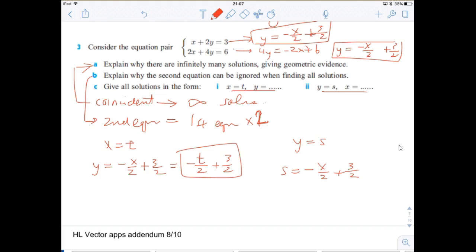So I would multiply 2 times both sides. I would get negative x plus 3. I'd put x over here, negative 2s plus 3 over here. So my equation for x would be negative 2s plus 3.